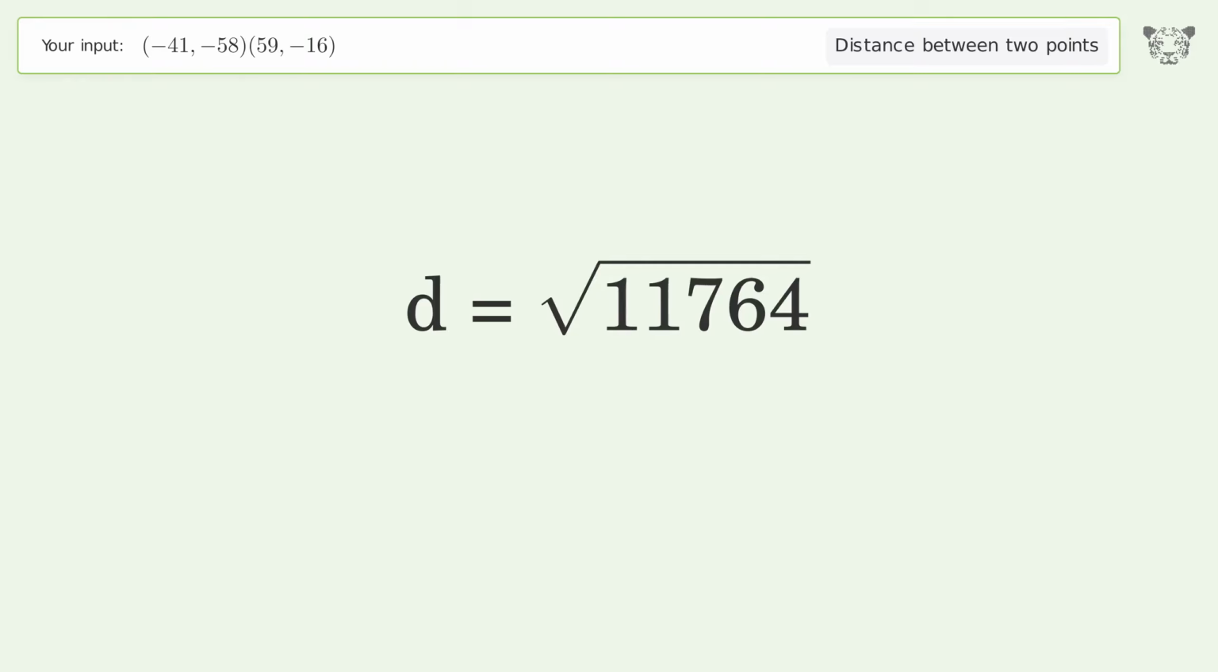And so the distance between the 2 points is the square root of 11,764, or 108.462.